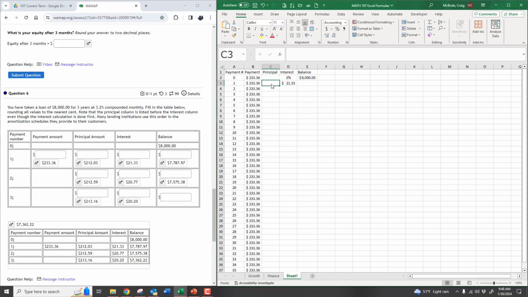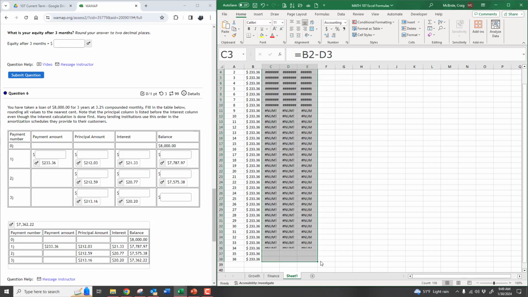So principal, remember, it's really easy. It's just going to be equals payment. So I'm going to use this cell, even though it's the payment next to it. I'm going to show you what I'm going to do. Equals this cell minus interest. And then the balance is going to equal balance above it minus the amount that's actually going to principal. And we can see how everything is matching what it should be in our table. Now, if I just drag this as it is, you can see that something's going wrong.